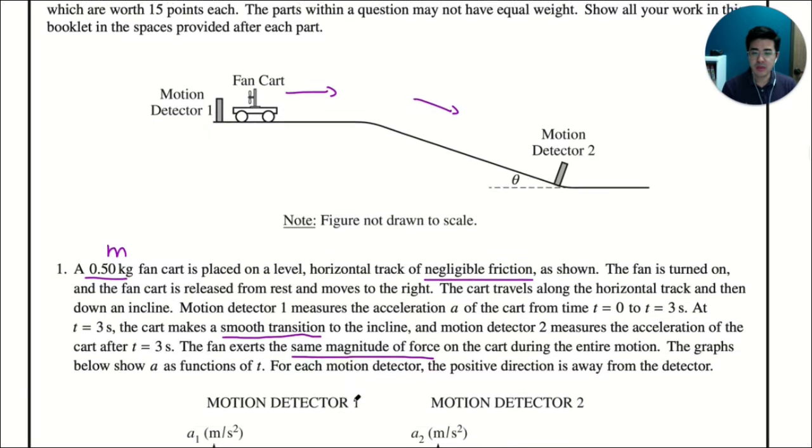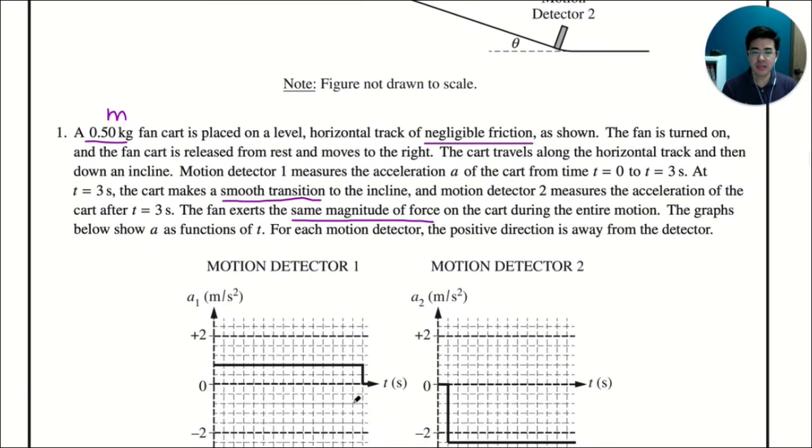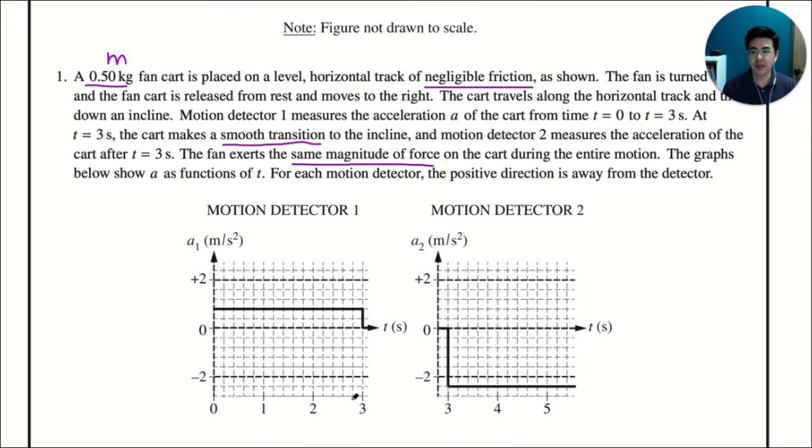For each motion, the positive direction is away from the detector. Okay, so that makes sense here, right? It's positive because it's moving away from detector 1. There are 5 blocks here, so 2 divided by 5 is 0.4. So this is going to be 0.8. And then this is going to be negative because it's moving towards the second motion detector, so that'll be 2.4.